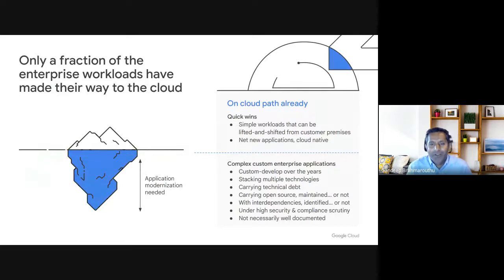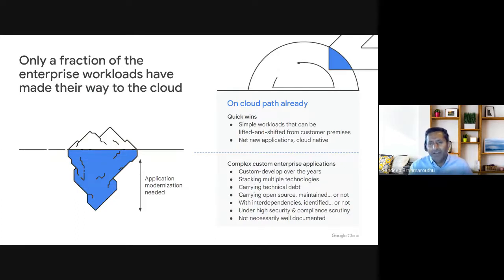When we look at typical enterprises today, we see some of the simpler workloads have already shifted from on-prem to the cloud. The simpler workloads we generally characterize as lift and shift, taking these workloads as is from on-prem and deploying them on the cloud, really leveraging the infrastructure that the cloud has to offer. We're also seeing customers develop net new applications directly on the cloud, leveraging the innovation that cloud has to offer with some of the cloud native technologies.